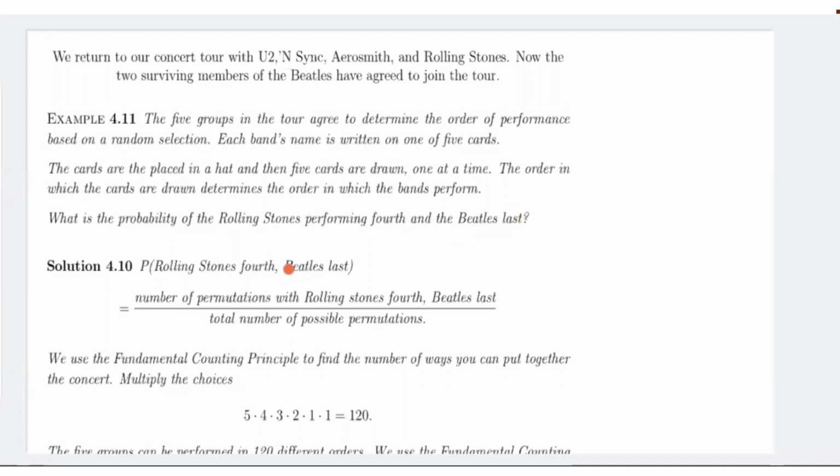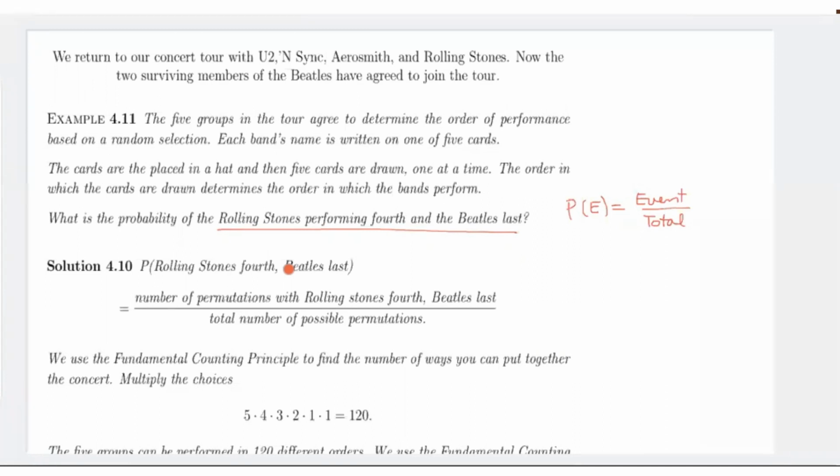Our event here, I want to point it out. This is our event. Agree? The probability of the event is event over total. Our event is the number of ways to choose Rolling Stone 4th and Beatles last. The total has no restriction; I just want to play all these 5 members. Are we okay with this?